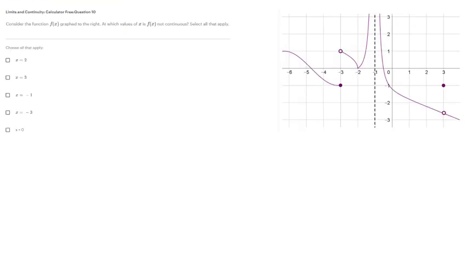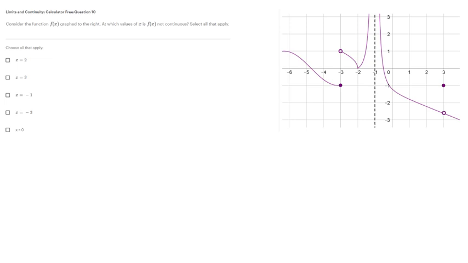And our final question. This is the last slide of the slideshow. So after this, I'll be signing off. Consider the function f of x graph to the right. At which values of x is f of x not continuous? Select all that apply. Pretty much, we're just looking at the 3 discontinuities here and just what values they're at.